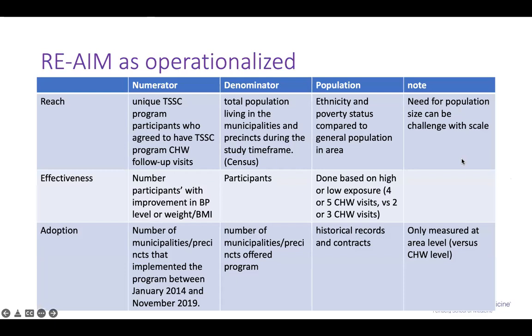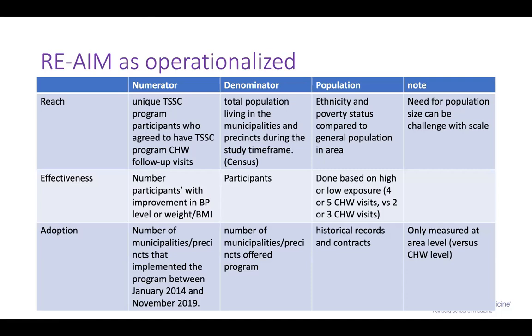So as they operationalized it, what you can see is when they looked at reach, they were looking at the number of unique program participants who agreed to have the program follow-up visits. They focused on the community health worker follow-up visits. And the denominator was the total population. You can't go out and measure the total population. And so again, you might need to look for the size from different resources, and they used the census.